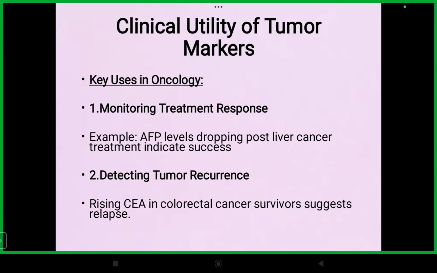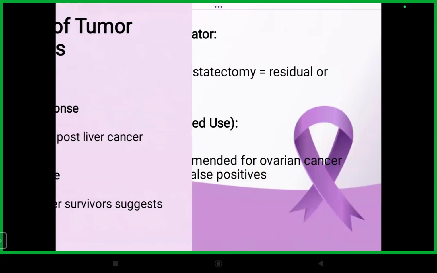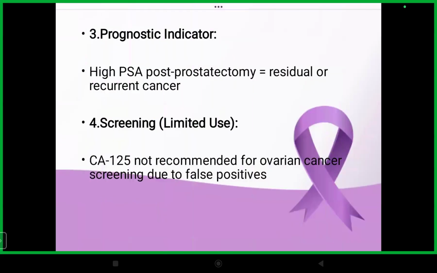That is one use: to monitor the response. Then another utility of this tumor marker is that it can help in detecting recurrence. Certain markers, if their levels are increased post-treatment or during the course of treatment, can let you know that the treatment is not working properly or the cancer is recurring. So a rising level of CEA in colorectal cancer is one such marker which we use for knowing the recurrence.